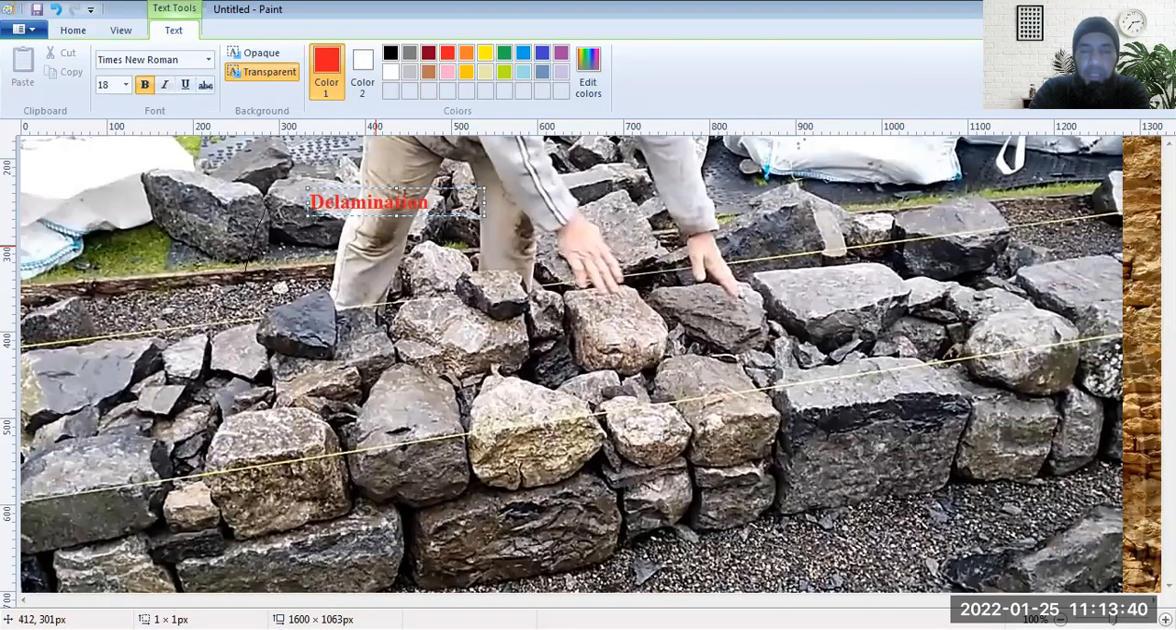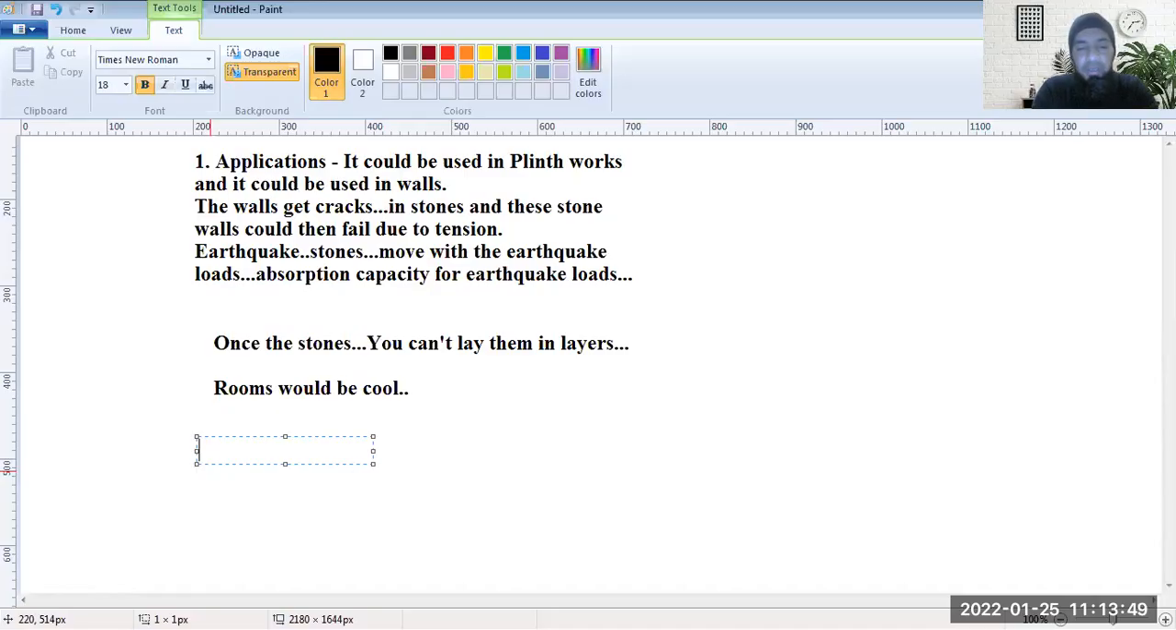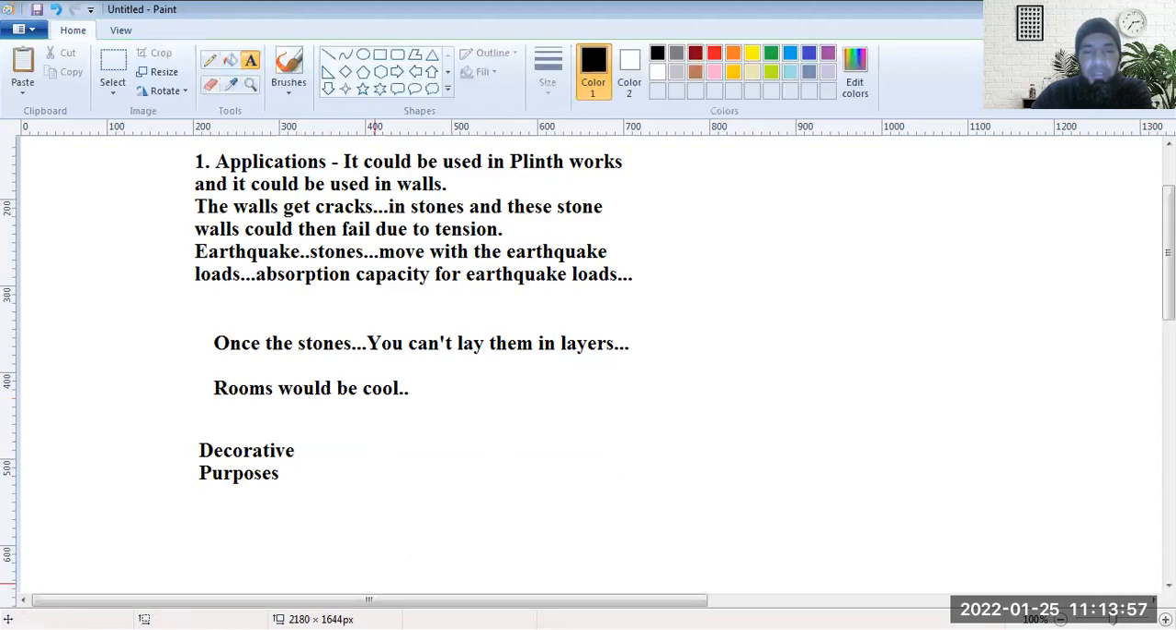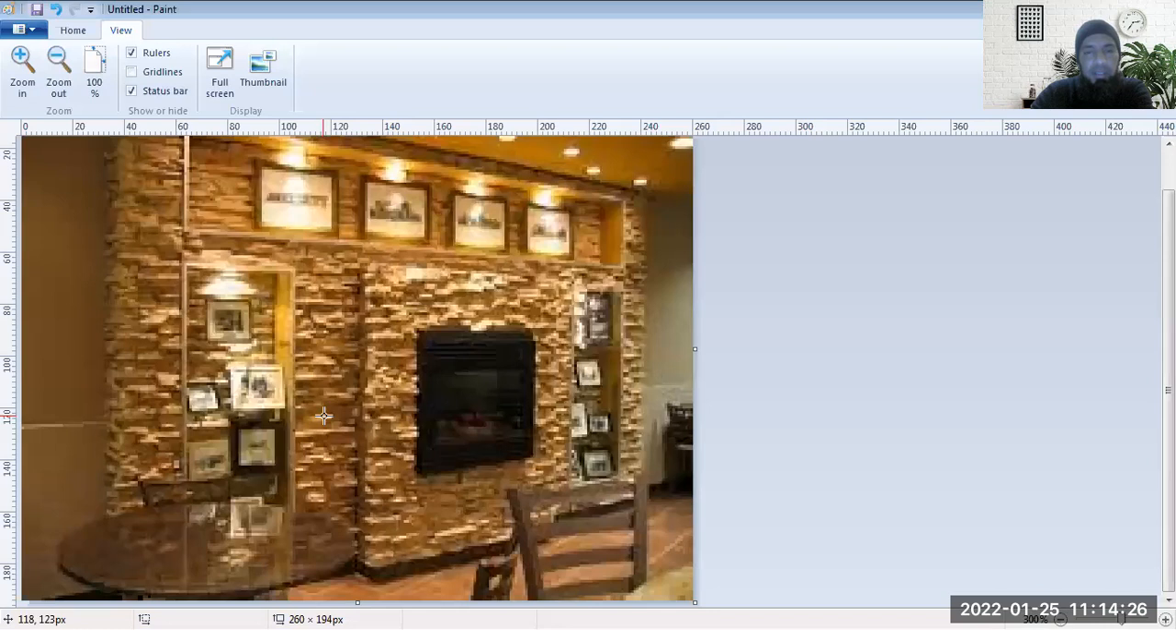Now, what are their other uses? Apart from the walls, stones are also used for decorative purposes. So they could be used as units for decorative purposes. For example, the picture is not clear, but this is a stone wall. It's being used for decorative purposes within houses today. As of today, these are the other purposes of the stone walls.